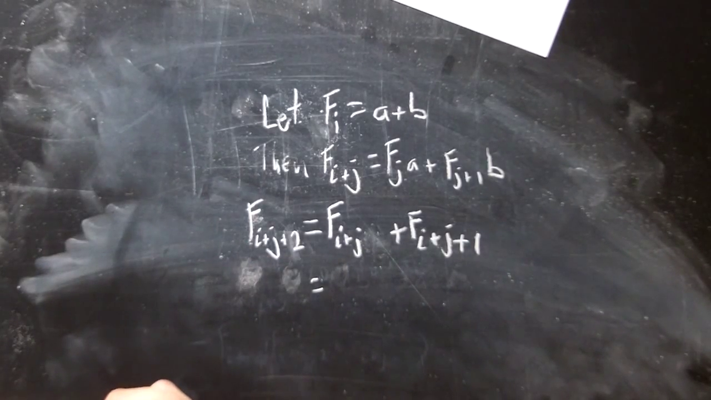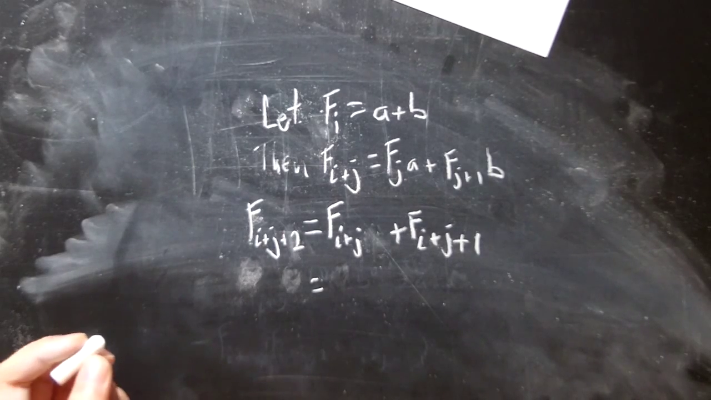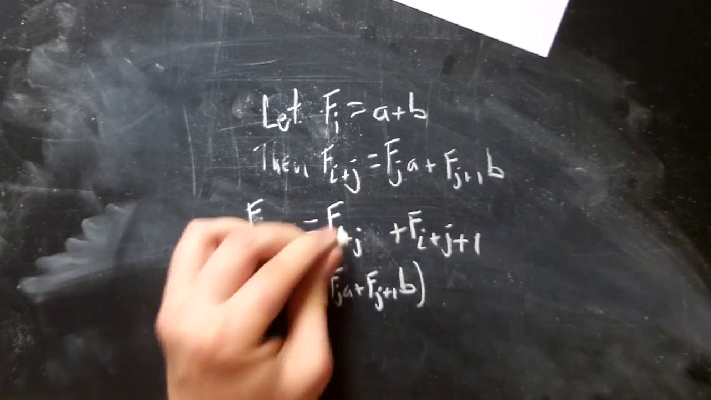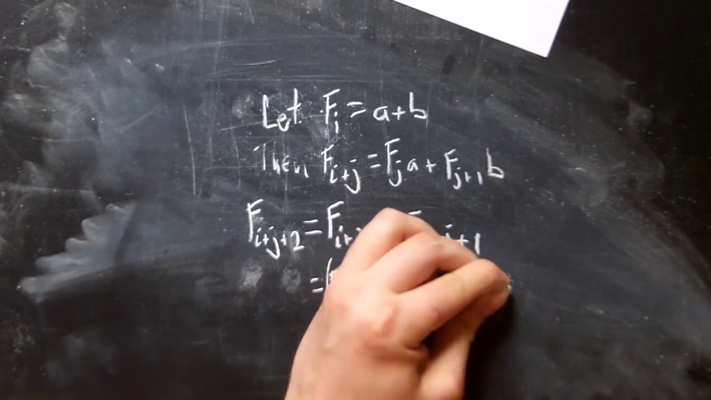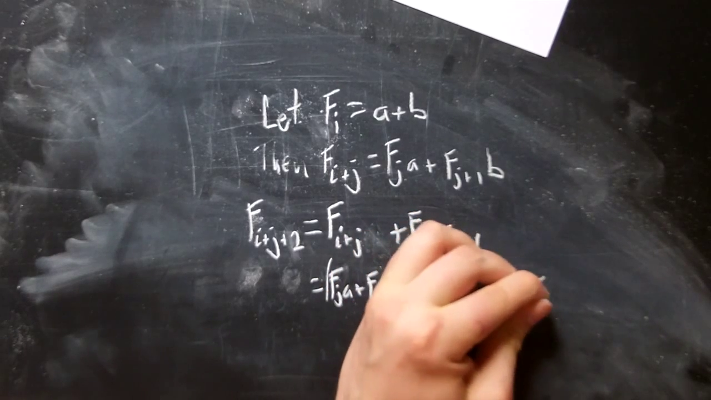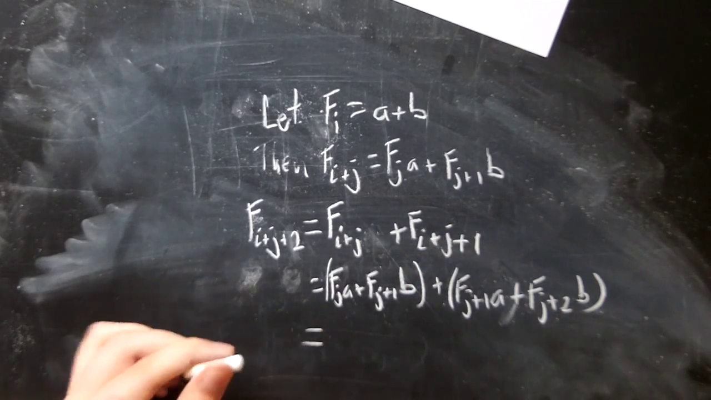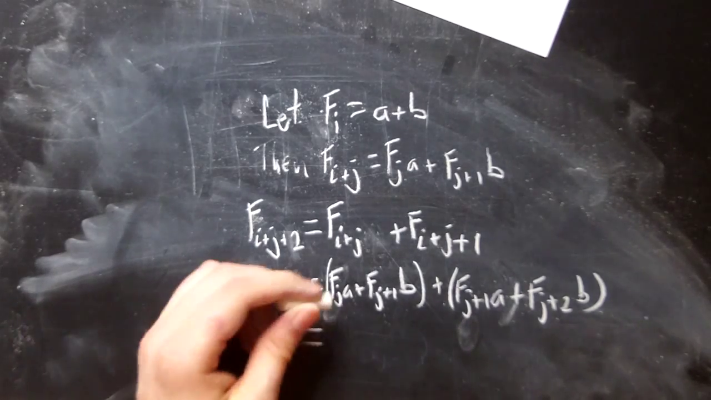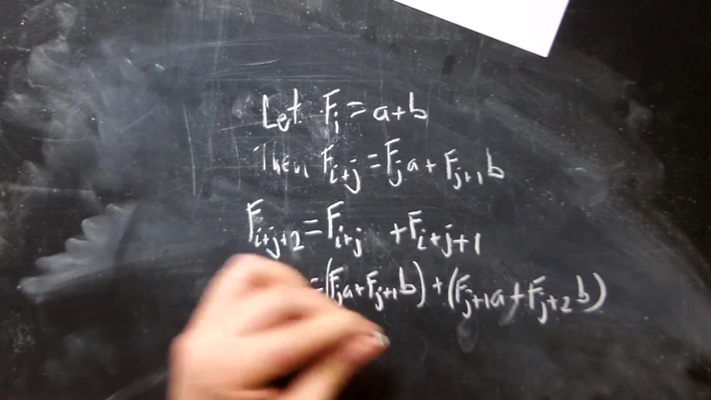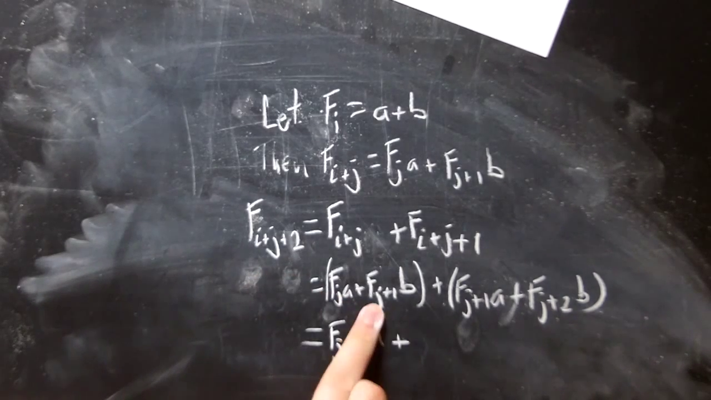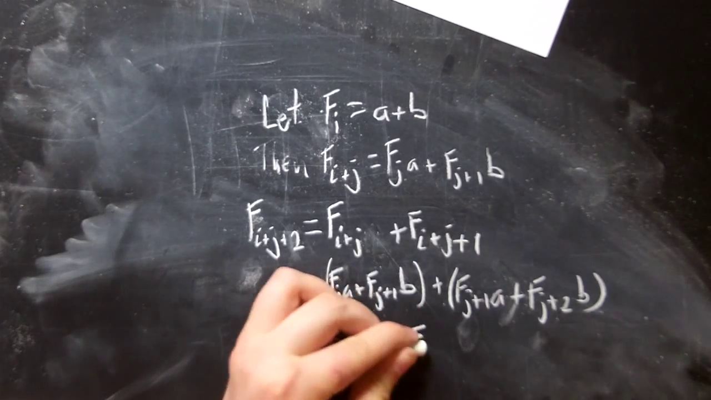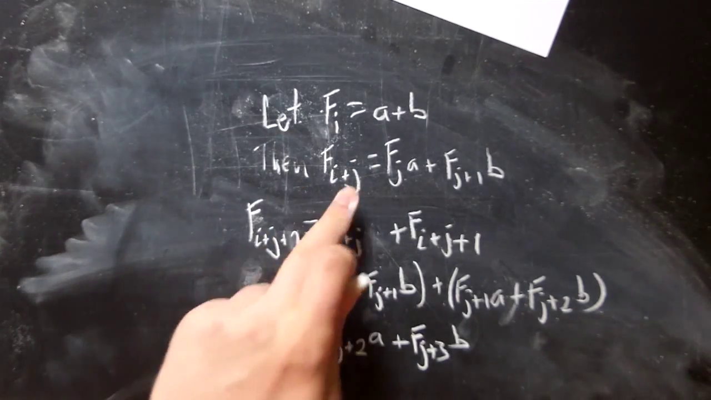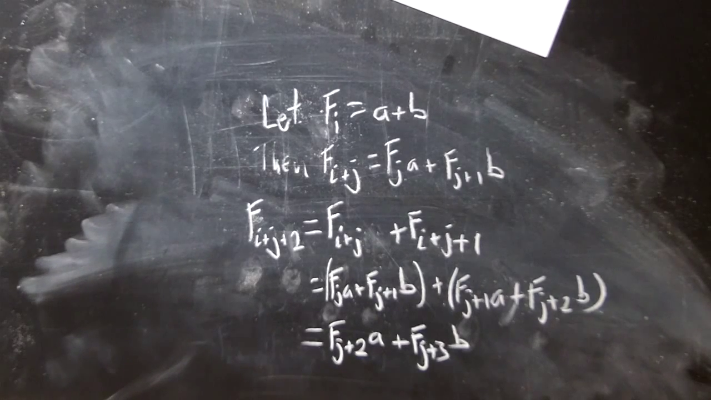If my thing holds for previous numbers, which I'm assuming it does for purposes of proof by induction, then this is F_j a plus F_(j+1) b, plus F_(j+1) a plus F_(j+2) b. The a terms are F_j and F_(j+1) added together, which is F_(j+2). So I've got F_(j+2) a's, and I've got F_(j+1) plus F_(j+2) b's, which is F_(j+3) b. And that's exactly what I wanted to happen. I've got j plus 2 in here, that's what I wanted. So that's cool.